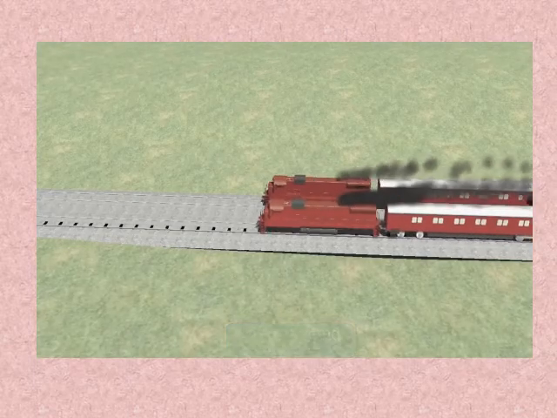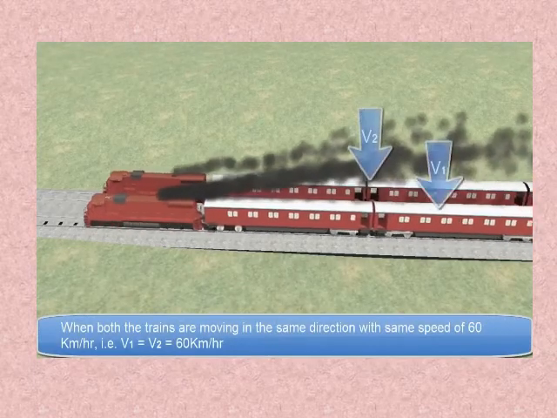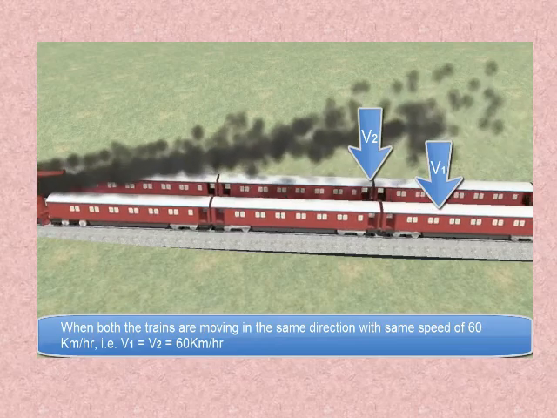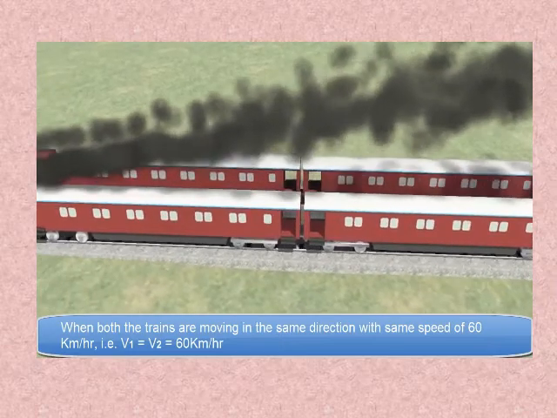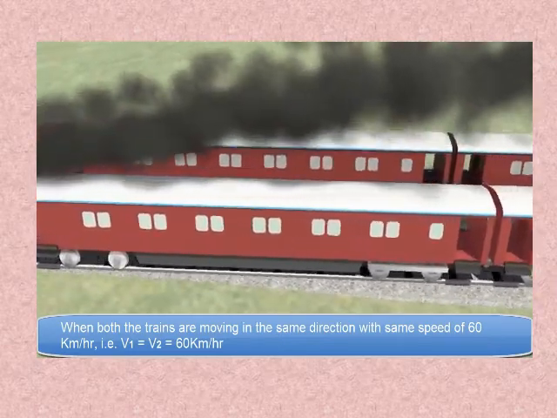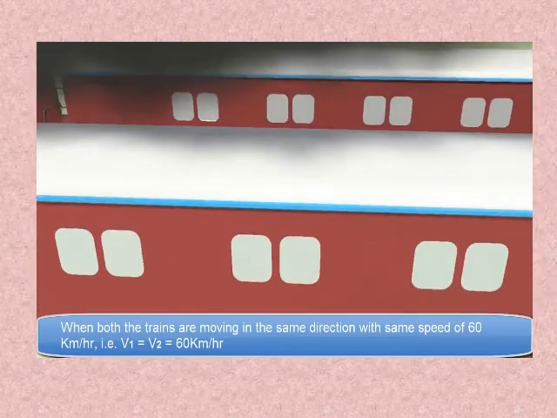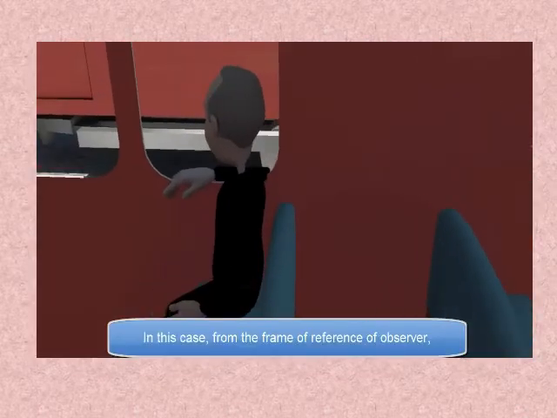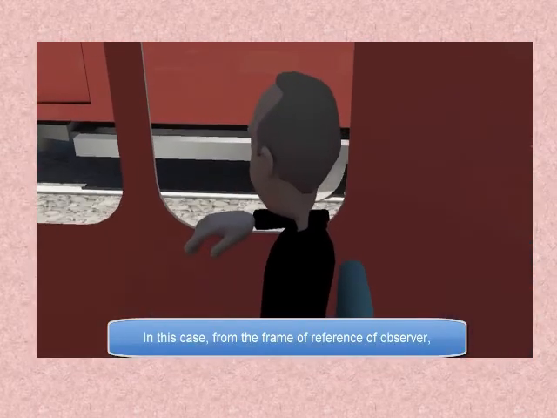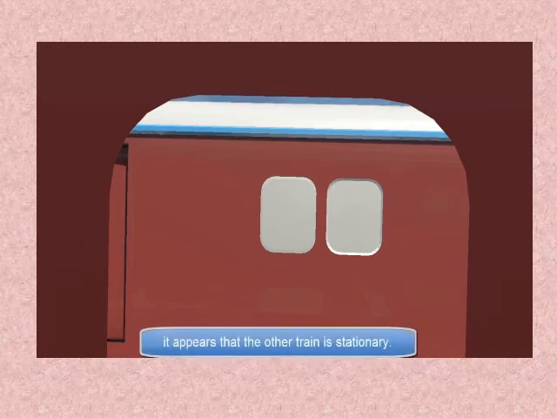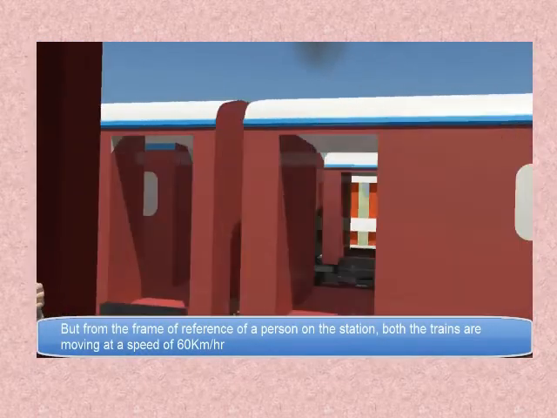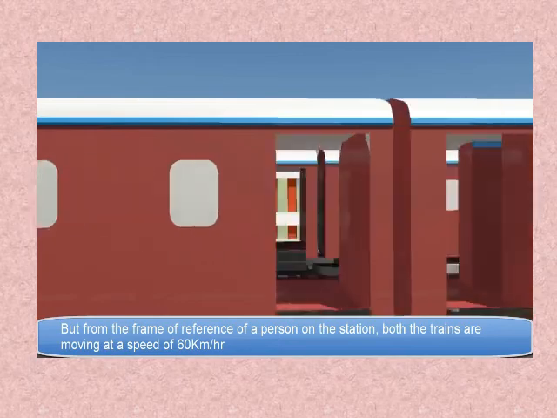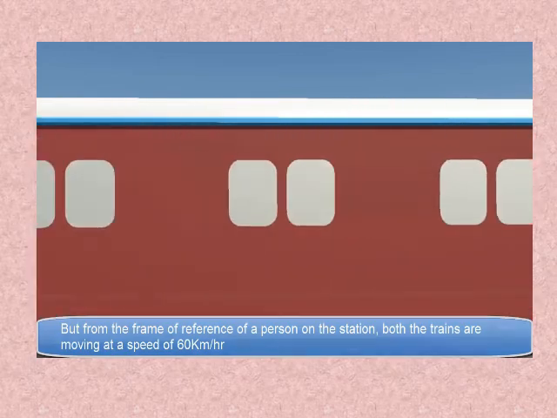Case 2. Both trains are moving in the same direction with the same speed of 60 km per hour, that is, v1 equals v2 equals 60 km per hour. In this case, from the frame of reference of the observer, the other train appears to be stationary. But from the frame of reference of a person on the station, both trains are moving at a speed of 60 km per hour.